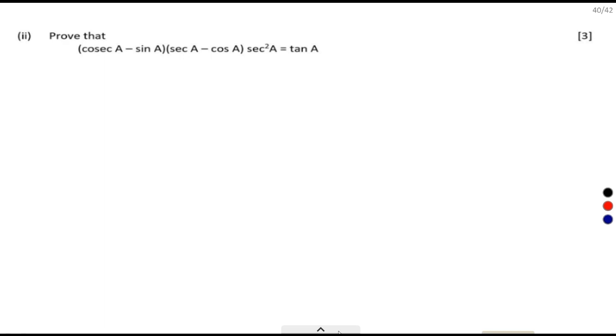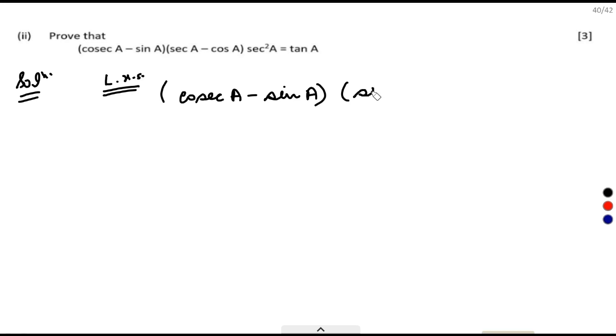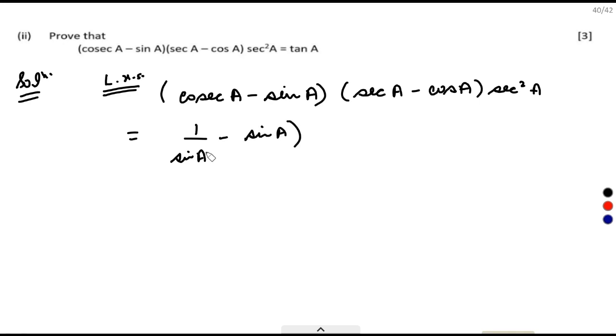Second part, it is from trigonometrical identity. We are considering left hand side. Cosec A will be equal to 1 upon sin A and sec A will be equal to 1 upon cos A. This is 1 upon cos square A.